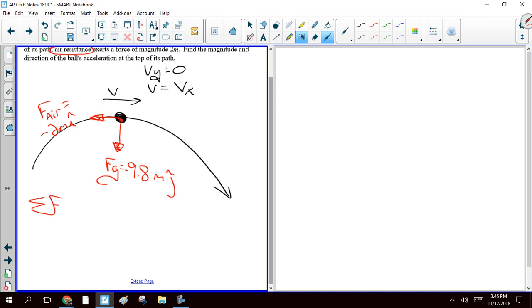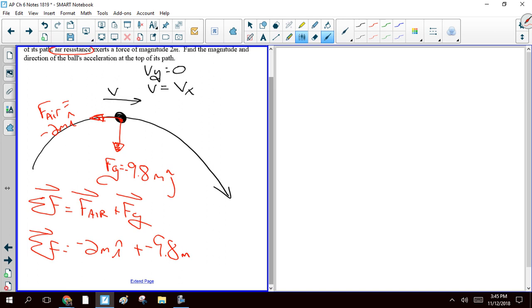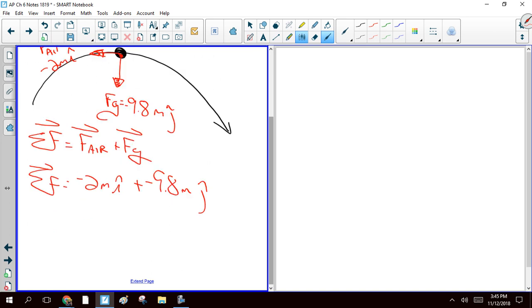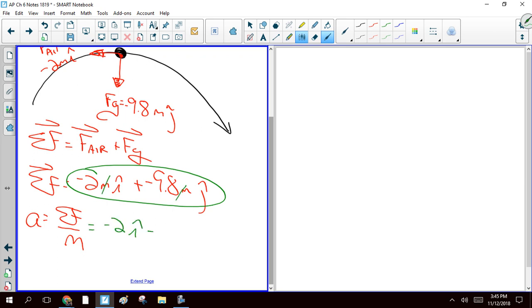So our net force on the ball should be the force of air resistance plus the force of gravity. Now remember, this is vector addition, so it's not as simple as just 2 plus 9.8. It's this: net force is negative 2m in the i direction plus negative 9.8 m in the j direction. And so now I can find my acceleration if I want, right? Because acceleration is net force over mass. So if you take this whole thing here and divide by m, the m's cancel out, and so you get negative 2i minus 9.8j meters per second squared, right? So there's our acceleration, right?